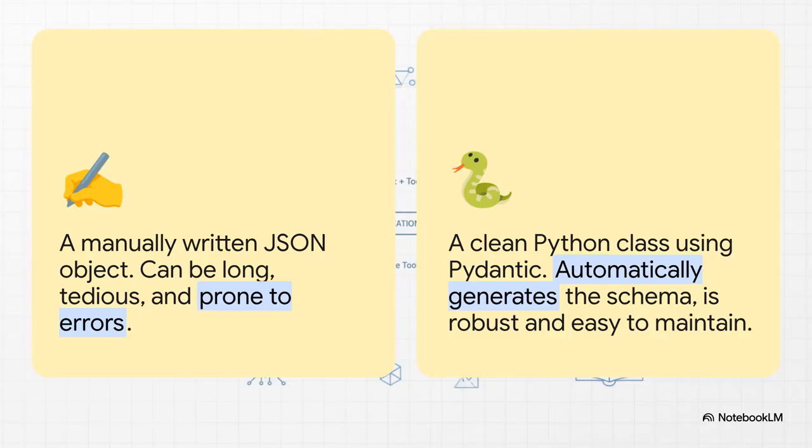Now, you could absolutely write this schema by hand as a big JSON string, but trust me, you do not want to do that. It is tedious, it's long, and it's so easy to make one tiny typo that breaks the whole thing. A much better way is to use a library like Pydantic. It lets you define your tool's arguments in clean, readable Python, and then it generates the perfectly formatted, error-free JSON for you. It's the professional way to do it.